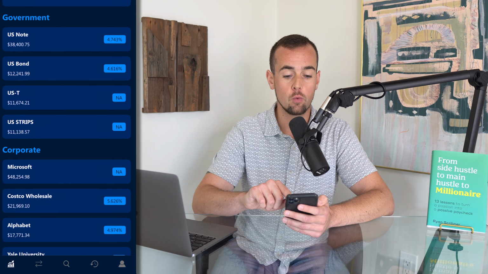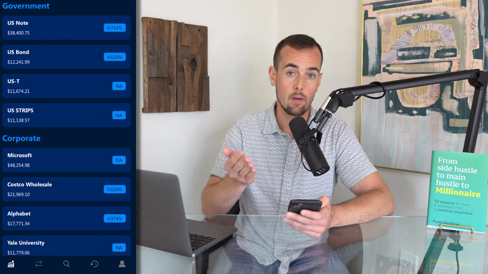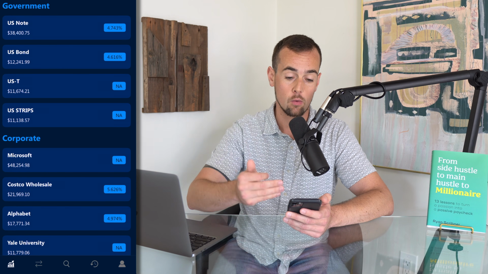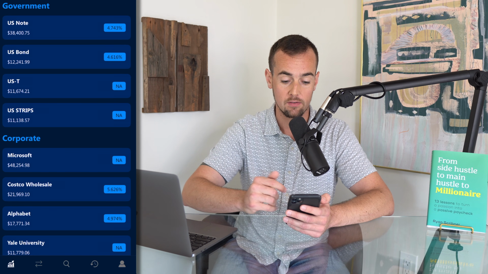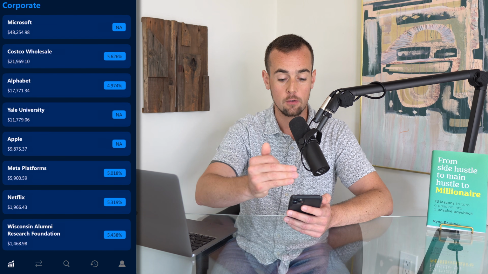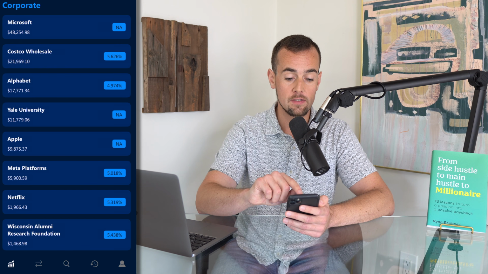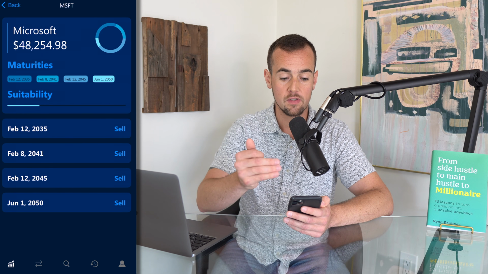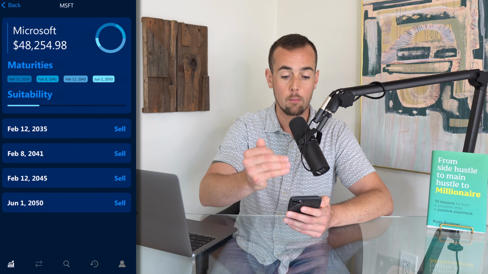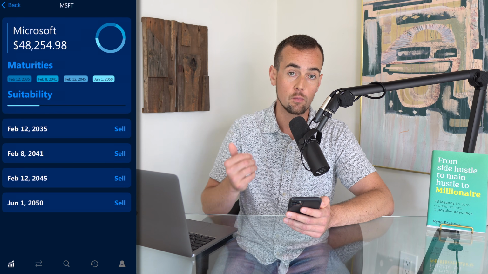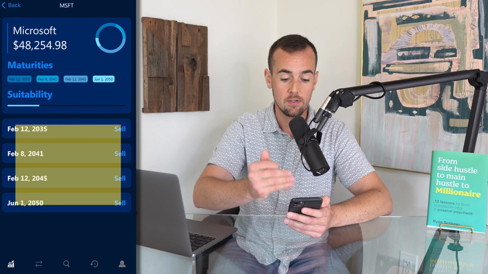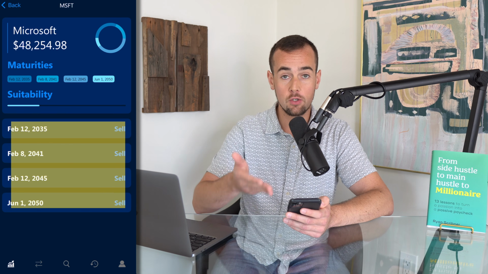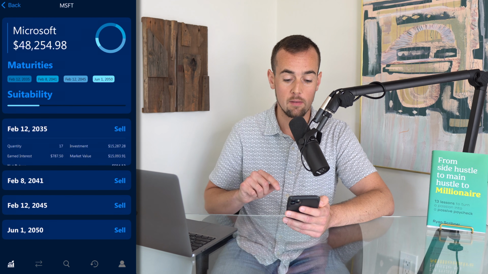Below that, it shows you what you actually own within the bond portfolio. So this account owns a mixture of government bonds as well as corporate bonds here down below. If we click on one of these, like Microsoft, for example, this is going to show you all of the different Microsoft bonds that are held within this portfolio, each with a different maturity date. And then you can simply click on one of these to get more information.